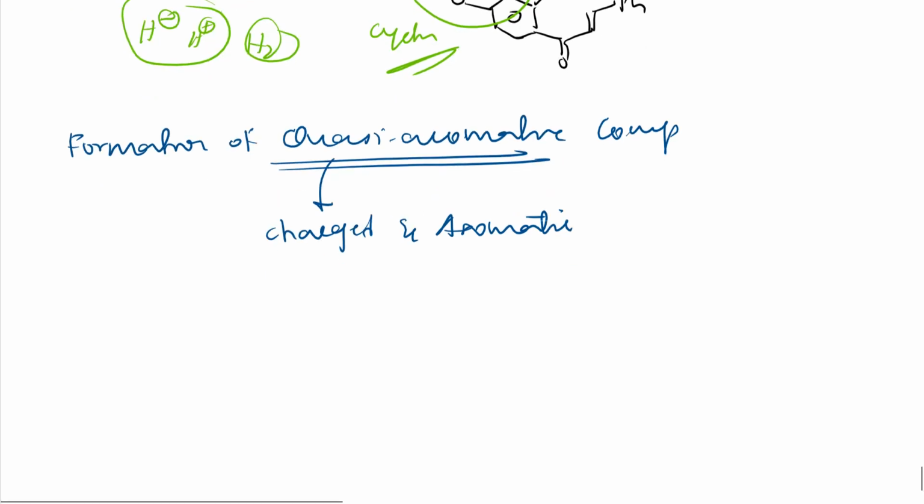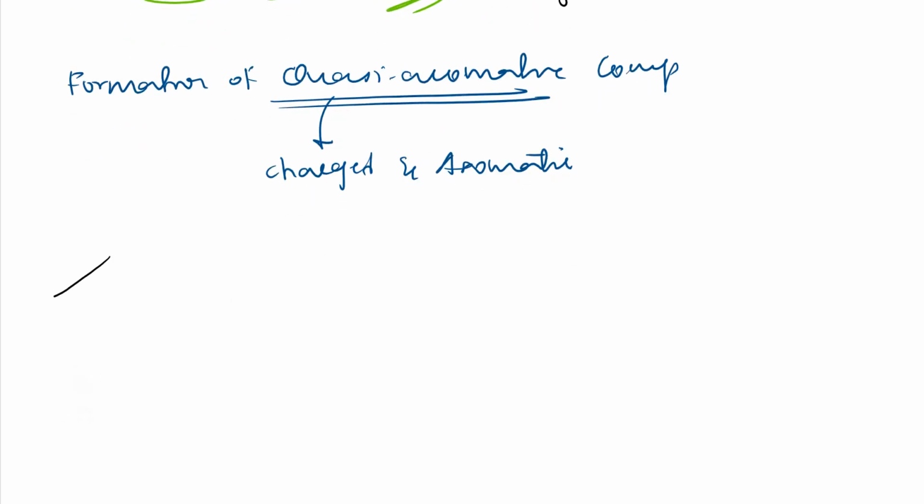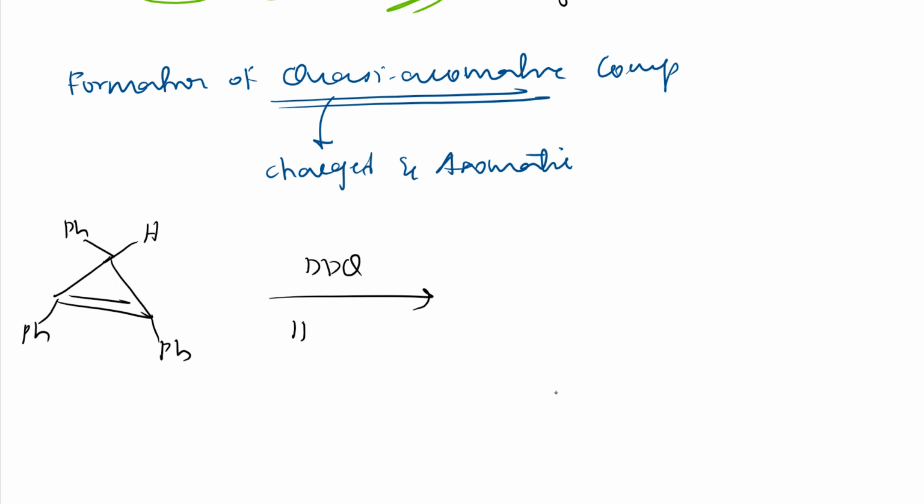So see, first let me take this example, right? To this, I'll add DDQ in the presence of HClO4, perchloric acid. So what happens? See, this is my double bond. The next carbon is called the allylic carbon. It has allylic hydrogen, so it will take hydride. Hydride means H minus, right? So I will get this.